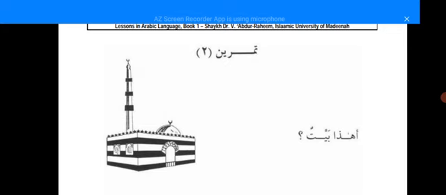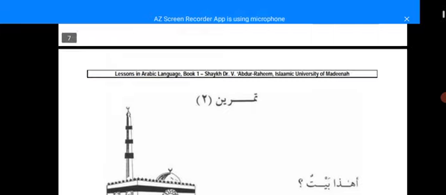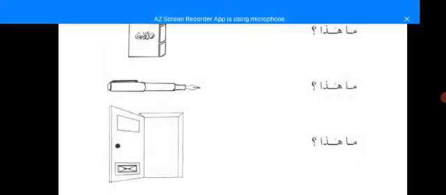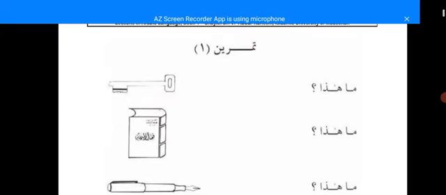We can use it alongside this hadha. You can say ahadha baytun, just as we have here. Ahadha baytun, is this a house? If yes, you say na'am, hadha baytun, this is a house. If no, you say la, then you mention what it is. Hadha masjidun, this is a mosque. In view of this, I would like you to attempt the questions here by yourself.